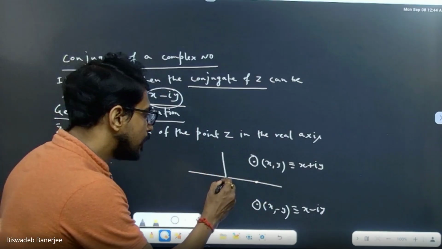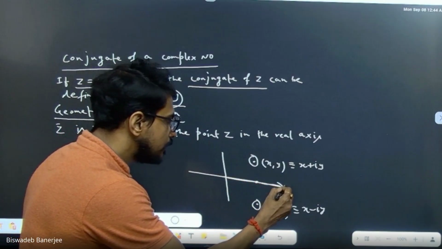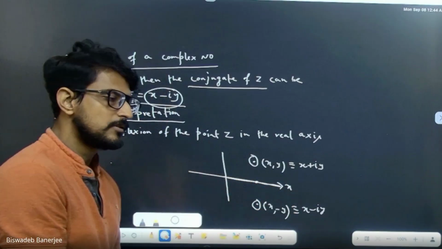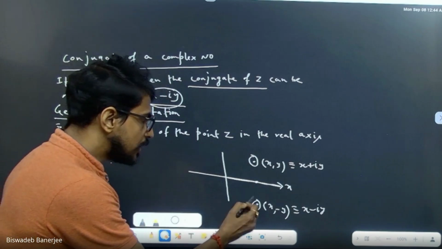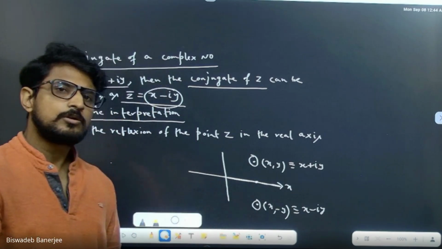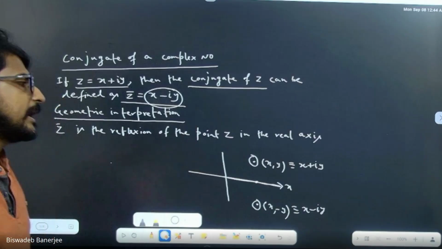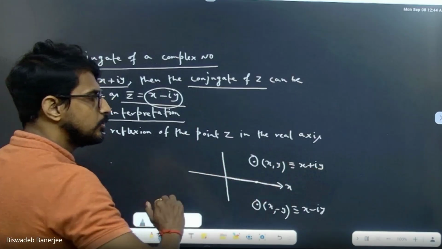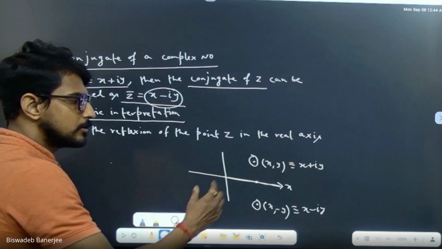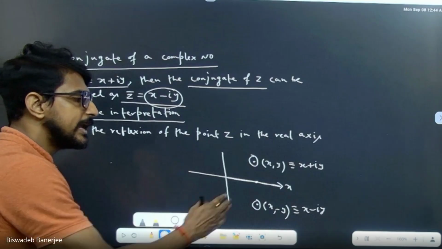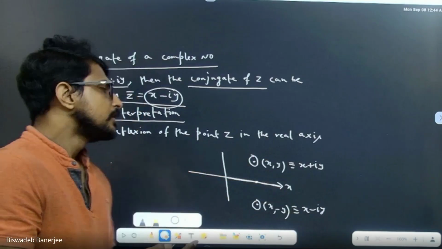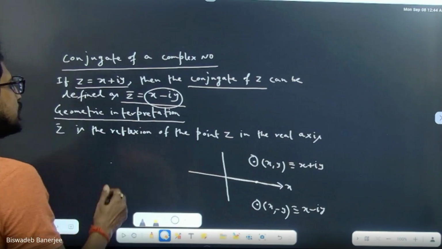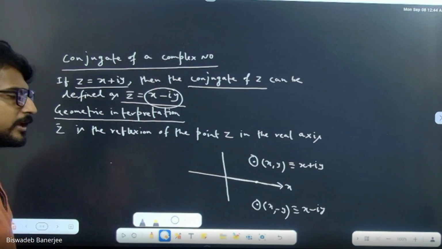Okay, my mirror is x-axis. Say that. Suppose this is my x-axis. This is your position. Then this position would be your reflection. Just like that, if this point is x plus iy, its conjugate means x minus iy can be given by its reflection, mirror reflection. That is why geometrically we can define conjugate like this.